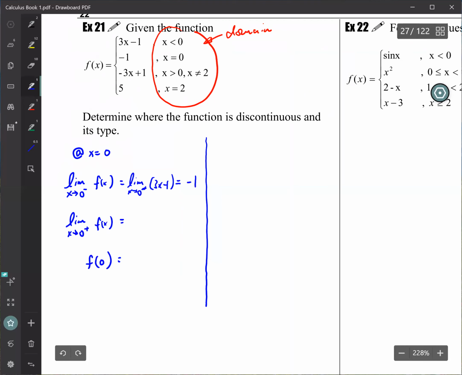-1, okay. Leon, for the right limit, which piece did you pick? I picked the -3x plus 1. Okay, and what do you get? Just 1. Yeah, okay. Now for f of 0, Lex, what do you have? F of 0 is -1. Yeah, okay, so that one will be a single point.